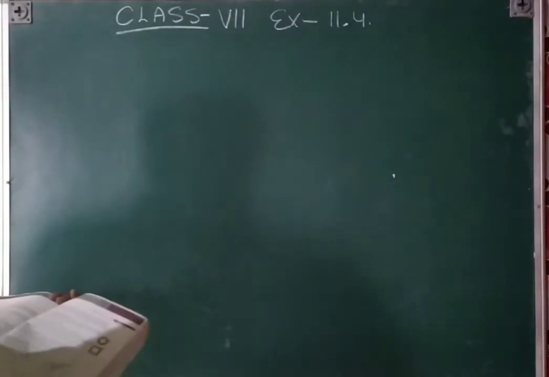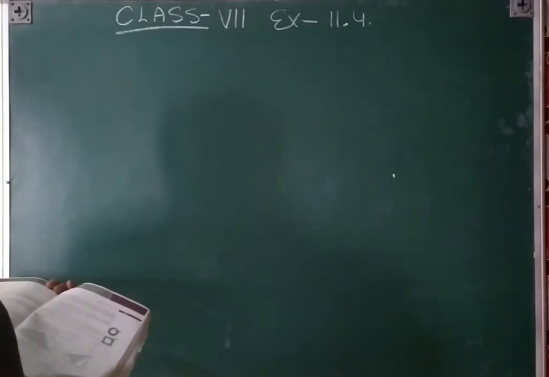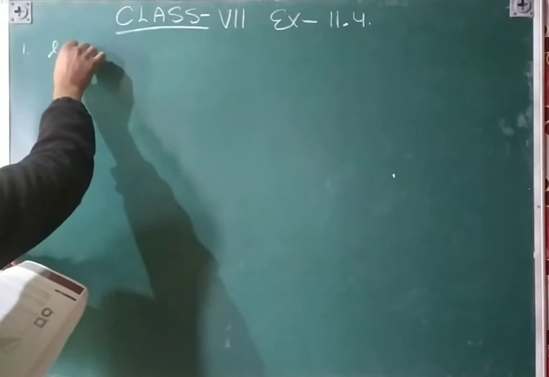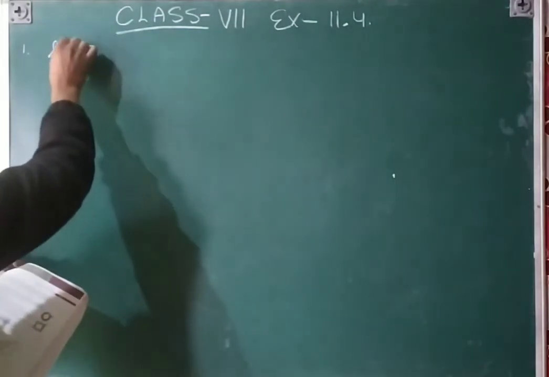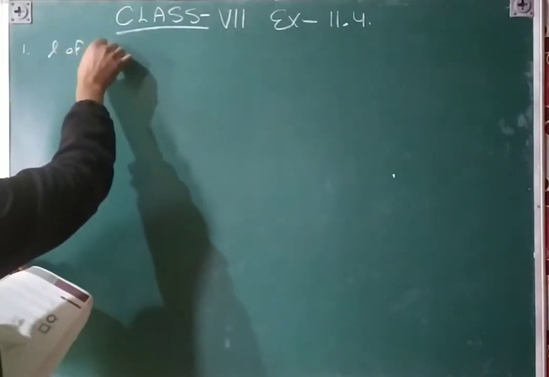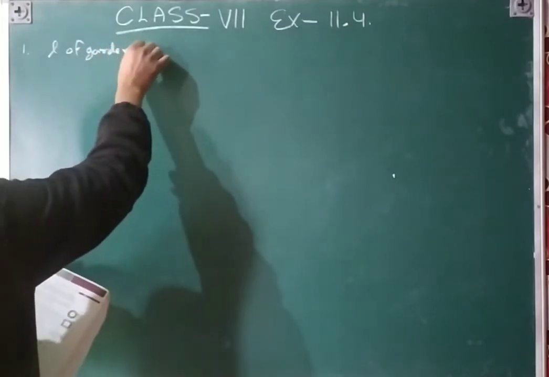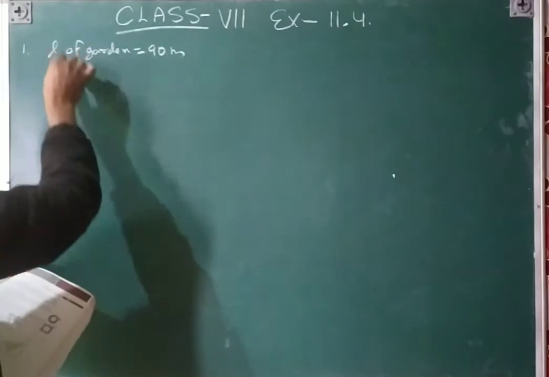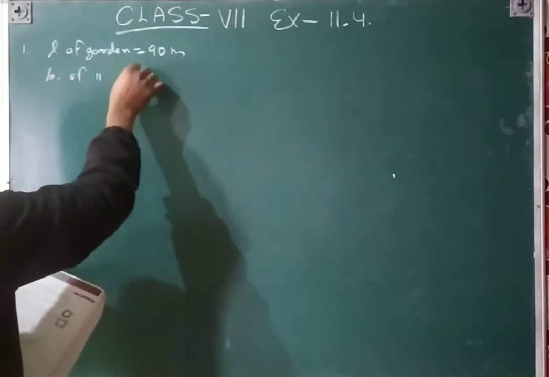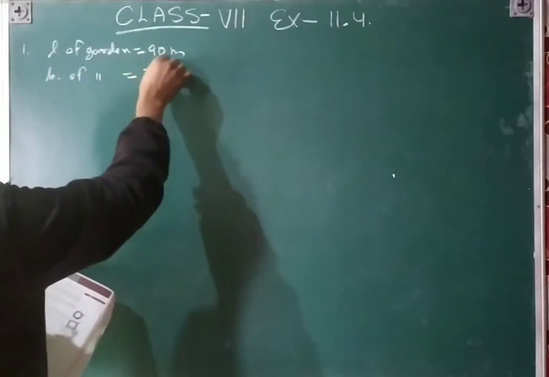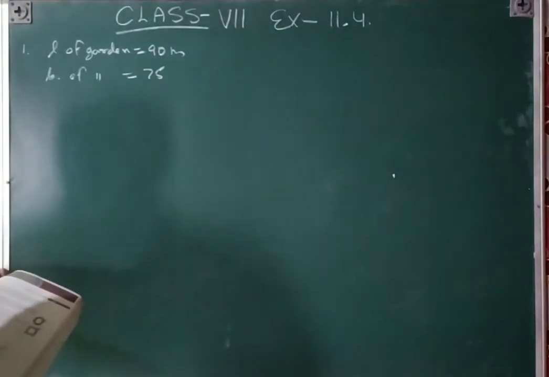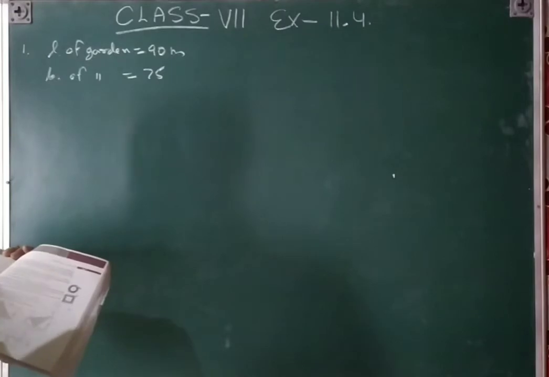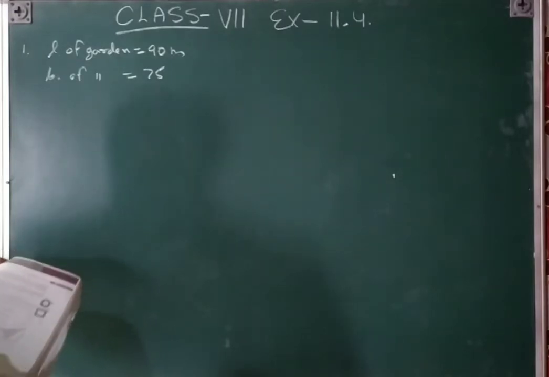Exercise 11.4 is a difficult exercise. The length of the garden is given here. Length of garden is equal to 90 meter, and breadth of garden is equal to 75 meter. A path 5 meter wide is to be built outside around it. Find the area of the path.